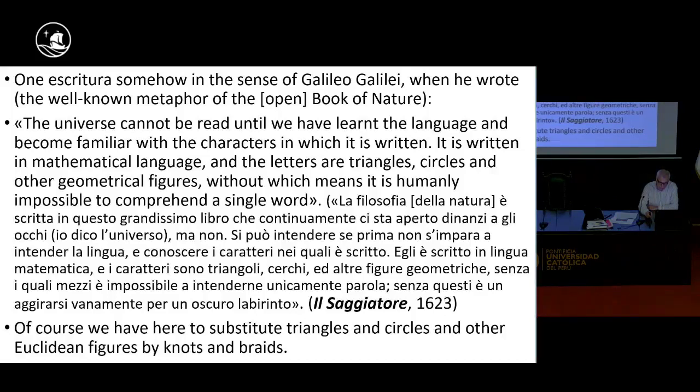Il Saggiatore. Of course, we have here to substitute the triangle and the circle and other linear figures by knots and braids. Today in physics and in mathematics we no longer have to do with triangle and circle in the Euclidean sense, but we have to do, at least in the most recent physical theories, with knots and braids.